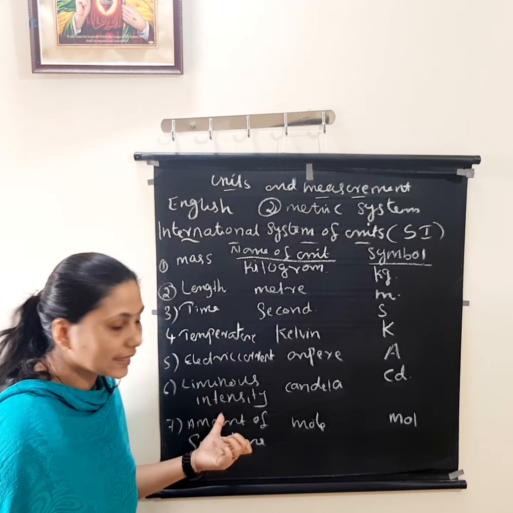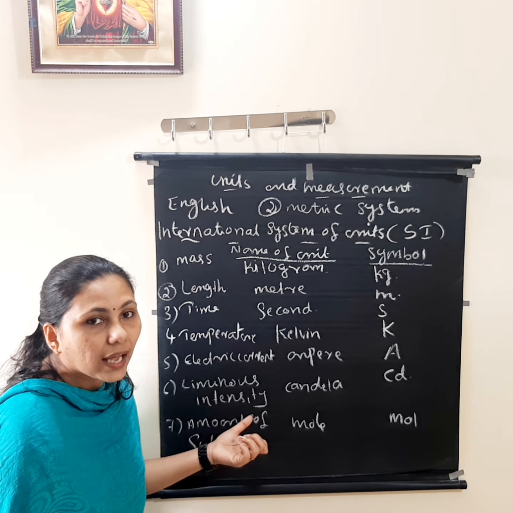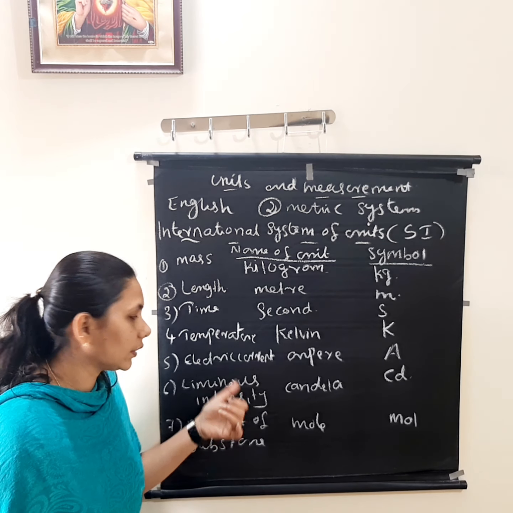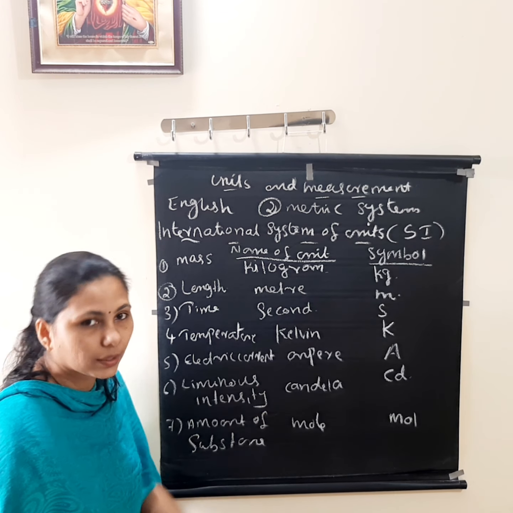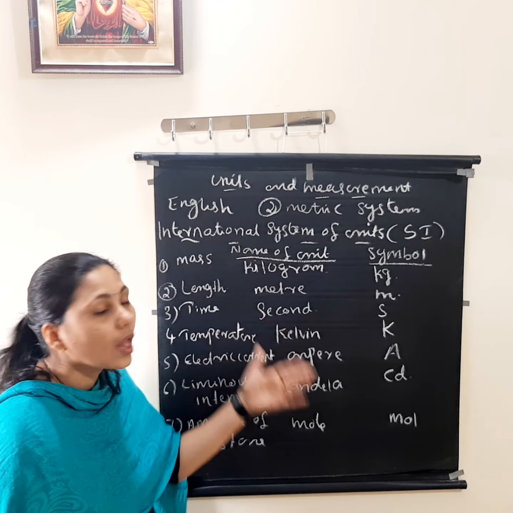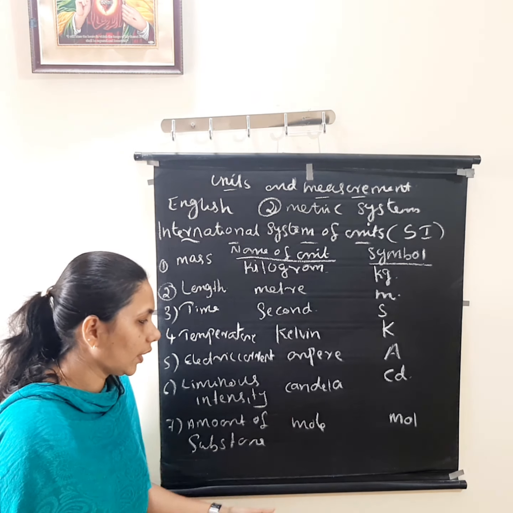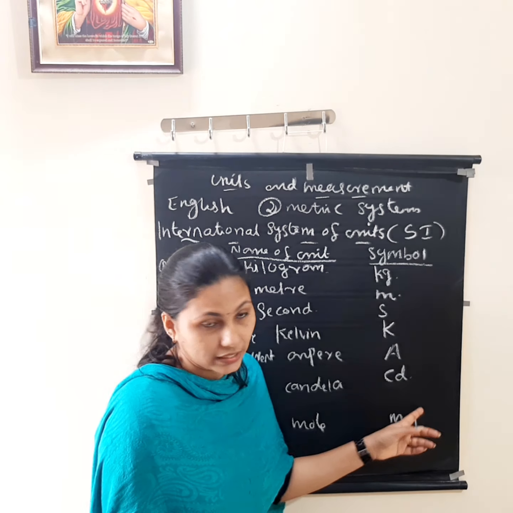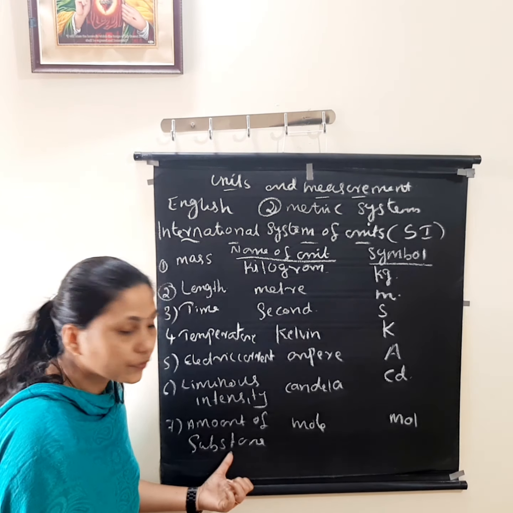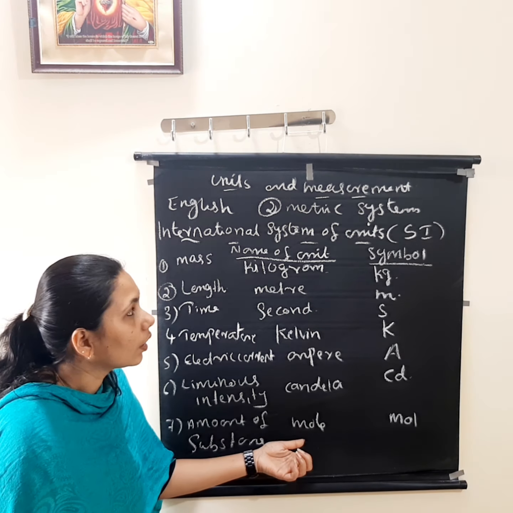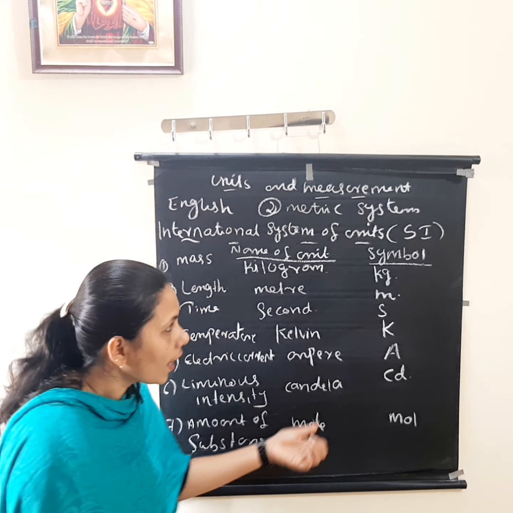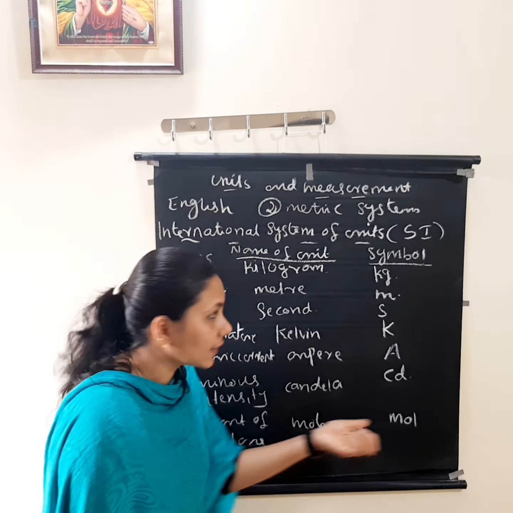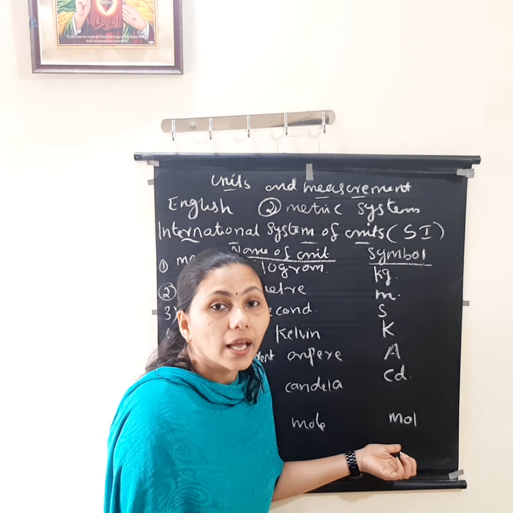Next is luminous intensity, and we don't want all the terms. Electric current will come in physics; in our syllabus it is not required. We want only the name of the unit and its representation. Candela, and cd, capital C and small d. The last one is amount of substance, and the name of the unit is mole, and it is represented as mol.